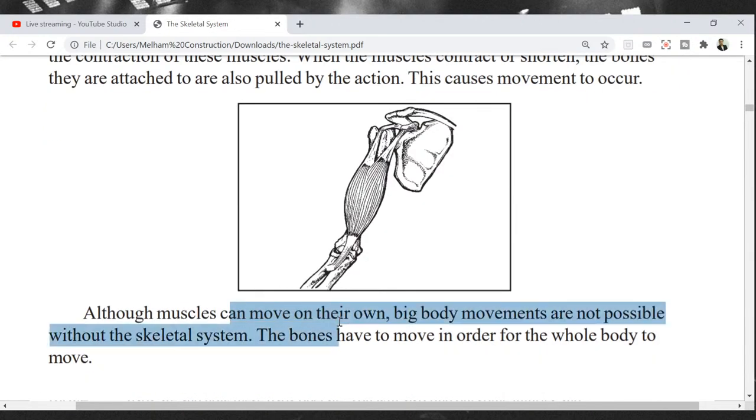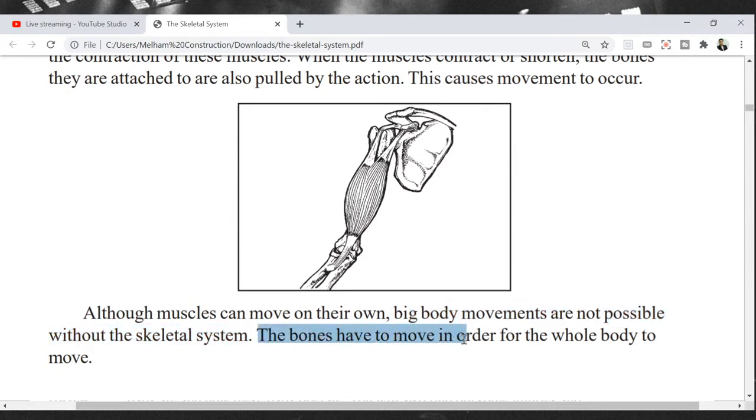Although muscles can move on their own, big body movements are not possible without the skeletal system. Kaya kung may problema sa skeletal system, mahirapan kang tumayo. The bones have to move in order for the whole body to move.